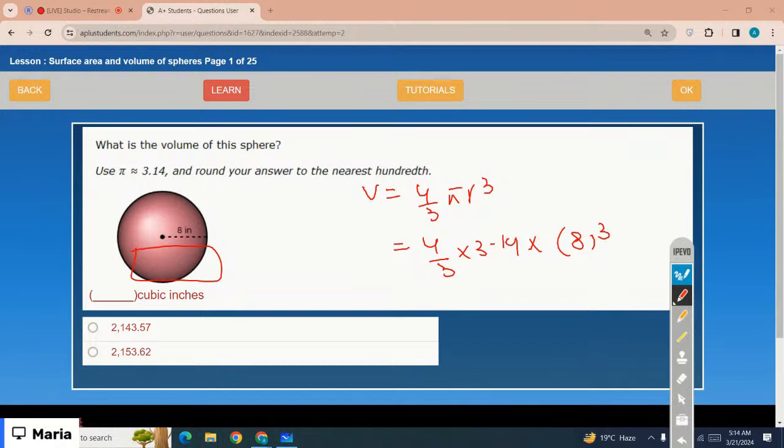Okay, 8 times 8 times 8 is 512, times 3.14 times 4, that is 6430.72. 6430.72 divided by 3. The correct option is 2143.57. Option number 1 is the correct option, right?